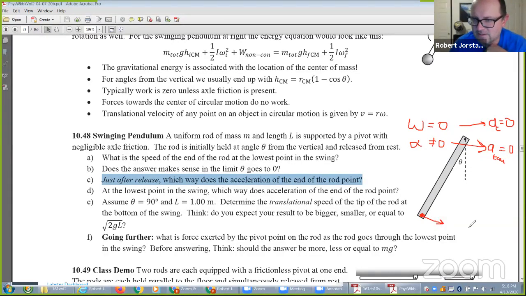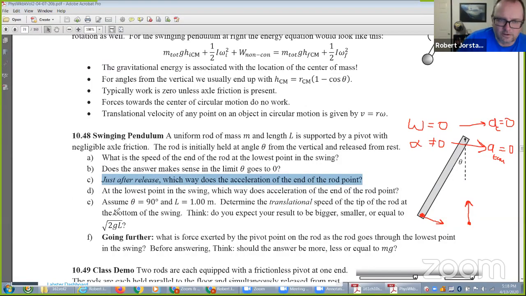At the bottom of the swing, it's exactly the opposite, right? The acceleration points straight up. Hopefully this sounds vaguely familiar because we did this a couple of months ago, if you can believe that. We talked about a ball swinging and we said, oh, initially it's all tangential. And then at the end, at the bottom of the swing, it's all centripetal.